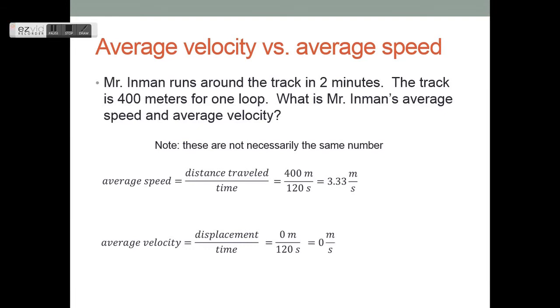Now you might think, how can this be? Well, the answer is that when we look at average velocity, you have to include the fact that I'm changing directions as I go around the track. And then on average, those directions will cancel each other out.